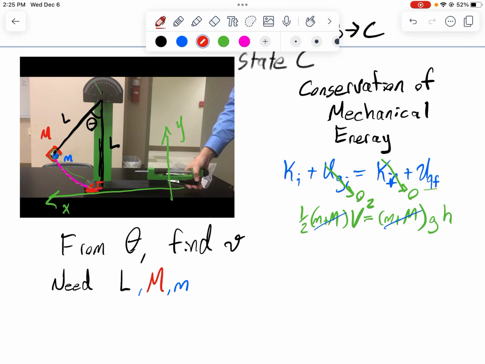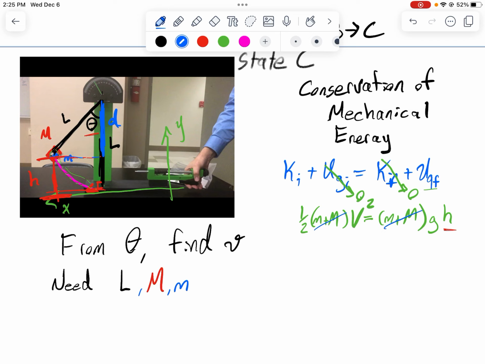Now, here's the thing. We don't know h. What we know is theta. But theta is related to h. This h is the height that the arm swings up. Okay. And so we can do some geometry. So we know that this is length L right here. We know that this is length L. And so we can find this part, let's just call that D, just for something to call it.